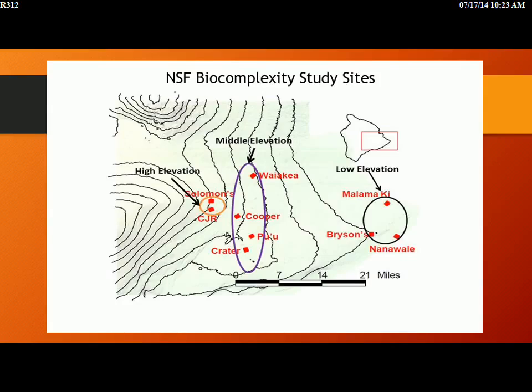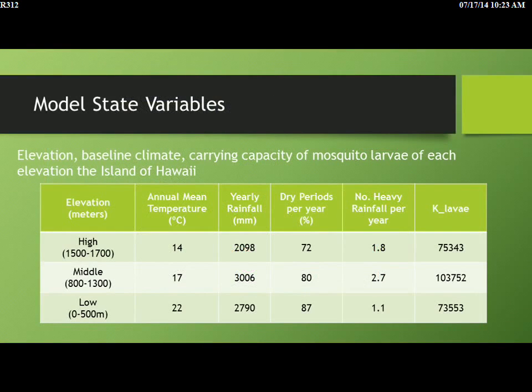In order to predict what may happen as climate changes, we use the biocomplexity sites that I showed you before: 3 at low elevation, 4 at mid elevation this time instead of 5, and 2 at high elevation. We use these as basically our baseline sources of data to drive the model. There are some key pieces of that which I need to describe to you. One is temperature, average annual temperature. The first is that we've broken this down into 3 different elevational gradients, high elevation and mid elevation, and roughly in those ranges.